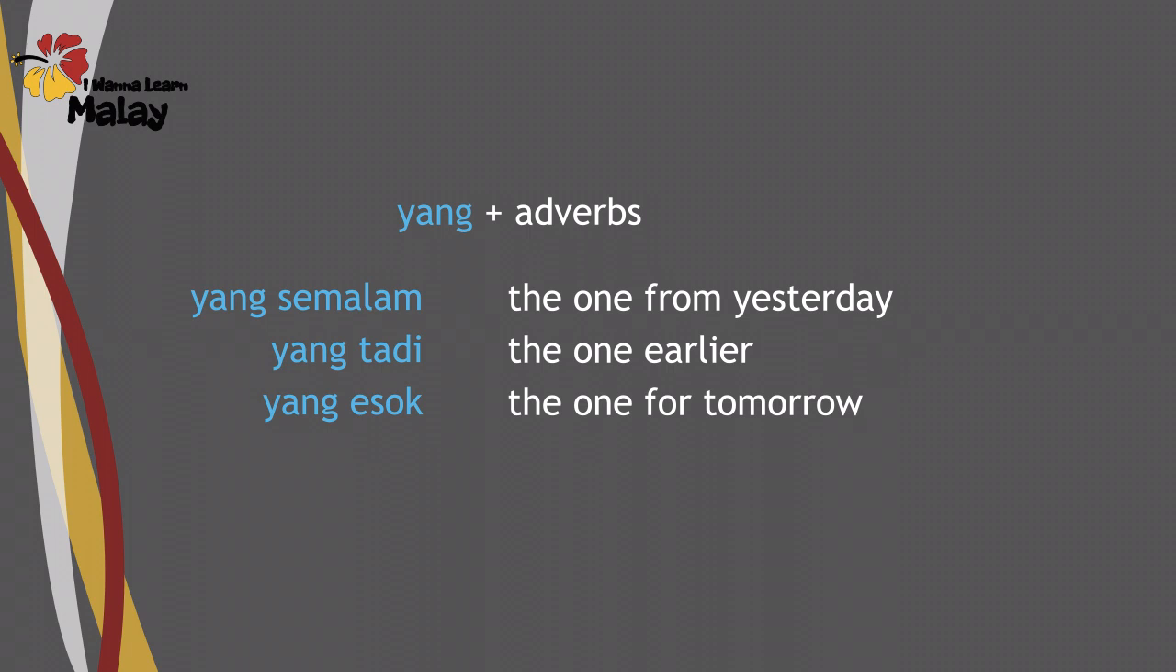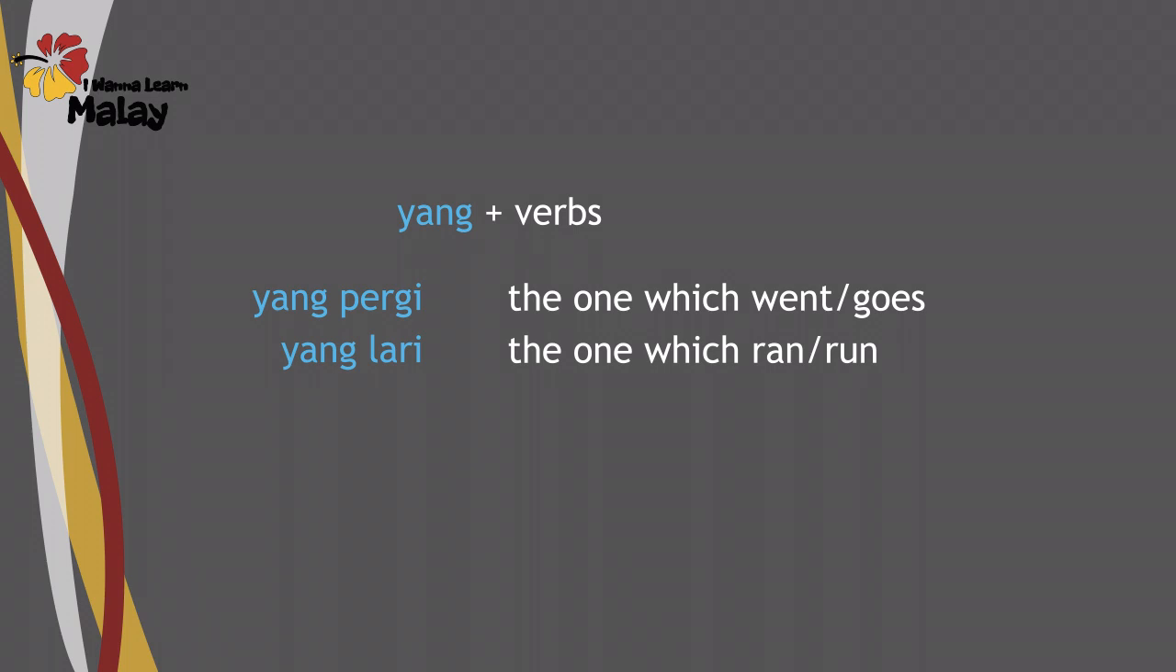What about if yang accompanies a verb? Yang pergi or yang lari. So pergi means to go, lari means to run. So yang pergi would mean the one who went or the one which went. Yang lari would mean the one which ran or the one who ran.